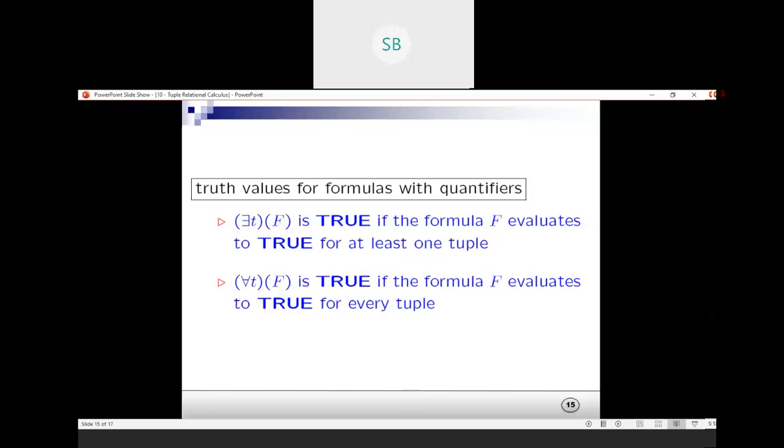That is why you should remember the informal names. This is there exists, and this is for all. For all means every tuple must satisfy the condition. But in the existential case, even if only one tuple satisfies the condition, your formula will be true.